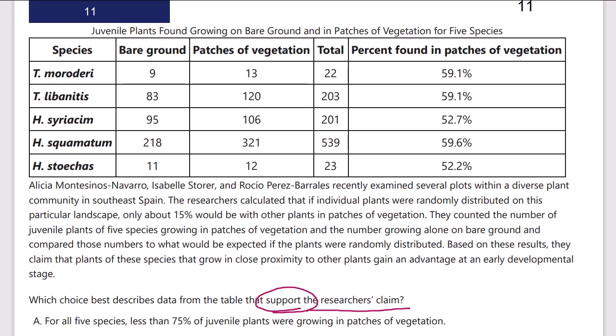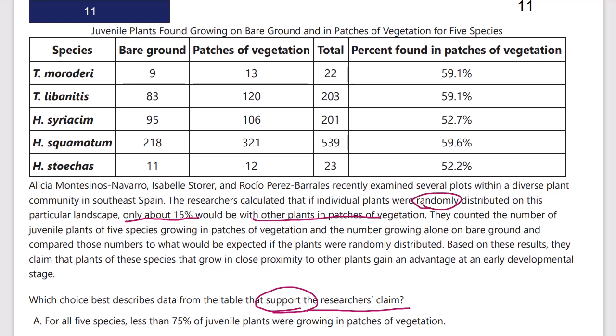These researchers recently examined several plots within a diverse plant community in southeast Spain. The researchers calculated that if individual plants were randomly distributed on this particular landscape, 15% would be with other plants in patches of vegetation. Okay, so only about 15% would be with other plants if they're random.